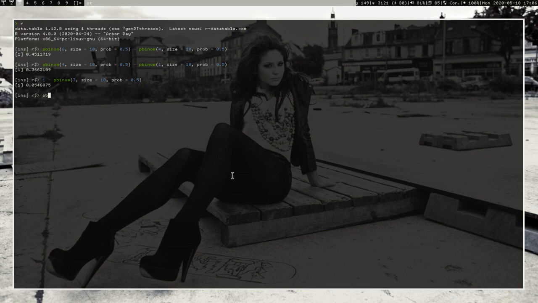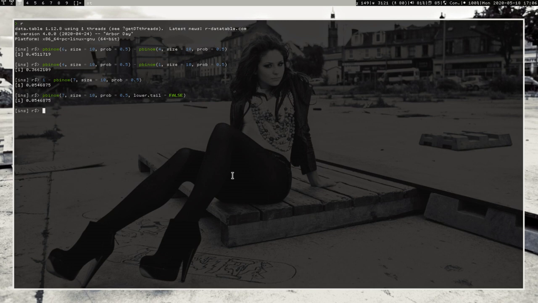Now, I should probably mention something else about how the software is working. We could have done instead pbinom 7, size equals 10, prob equals 0.5. And there's an additional parameter that all of these p functions have, which is lower.tail. Let's set that equal to false. That got us the same thing. So basically these pbinom functions, by default, they're giving you the CDF, but they can also give you 1 minus the CDF if you set lower.tail equals false.